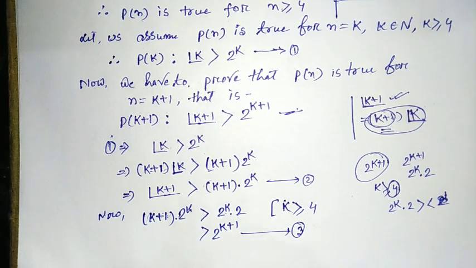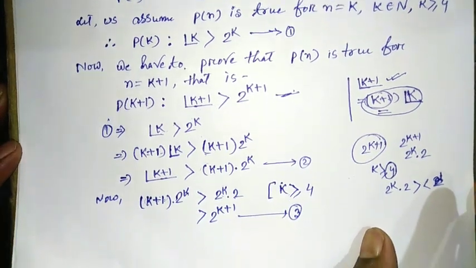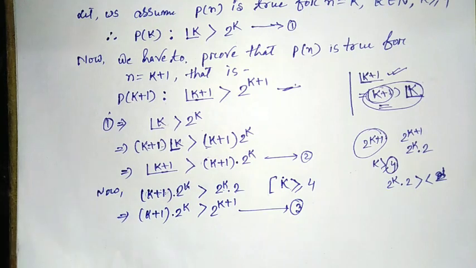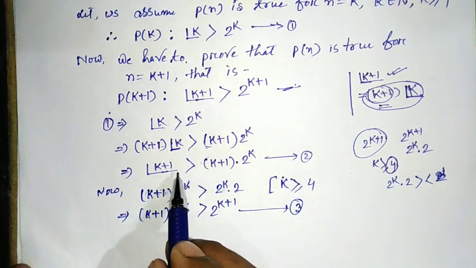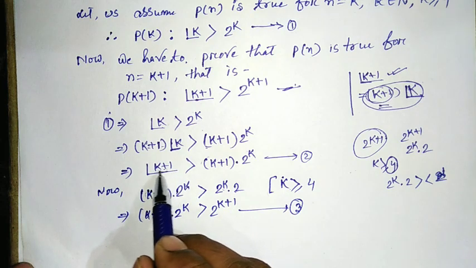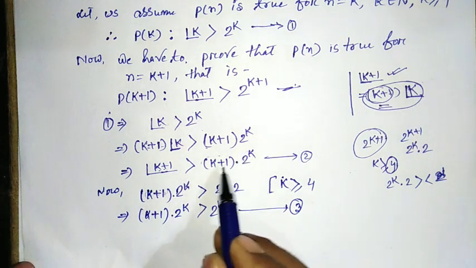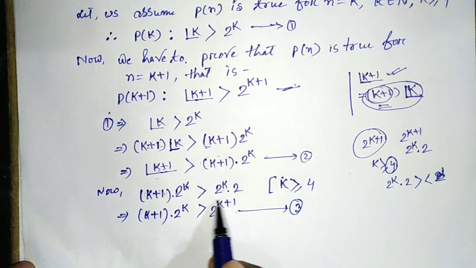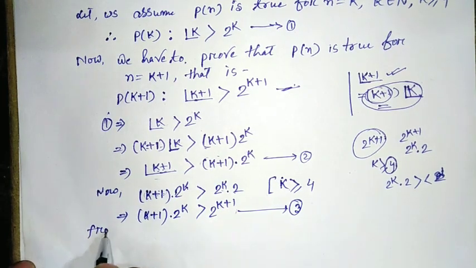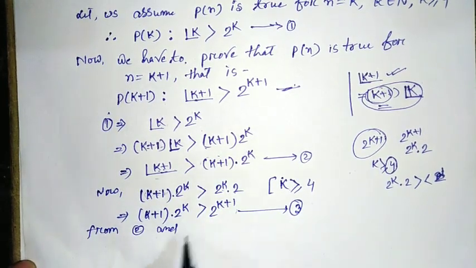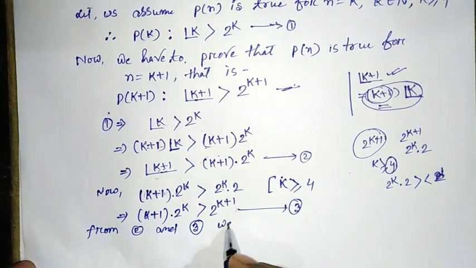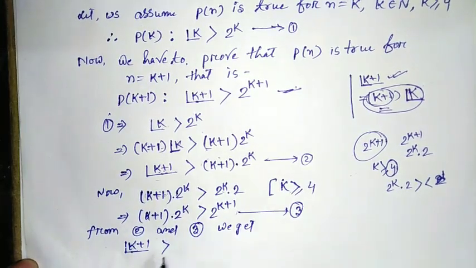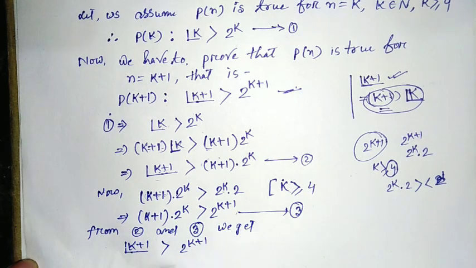Very easy. Just some logic should be there. K plus 1 whole into 2 to the power k. Now see, from 2 and 3, factorial k plus 1 is greater than this part, and this part is greater than this part. That means factorial k plus 1 is the greatest part and this one is the least part. So from 2 and 3, we get factorial k plus 1 is greater than 2 to the power k plus 1. That's it.